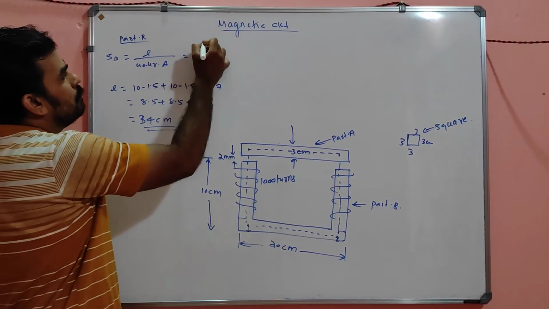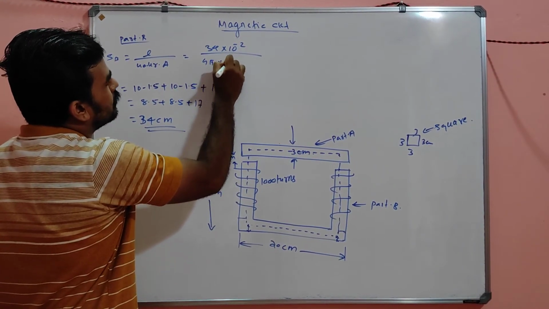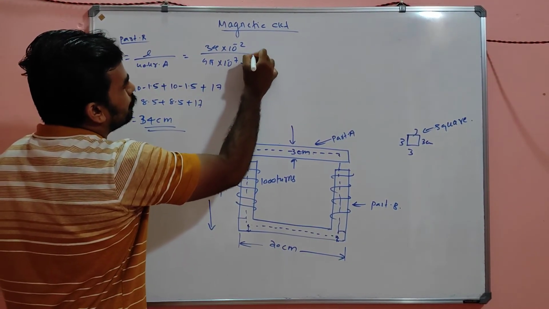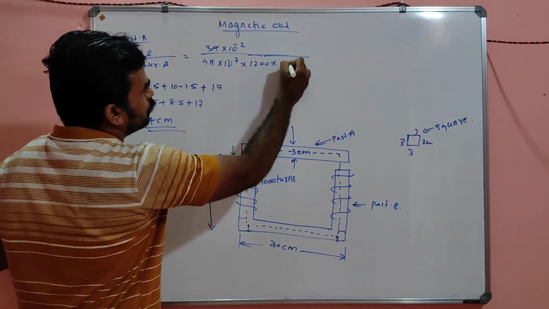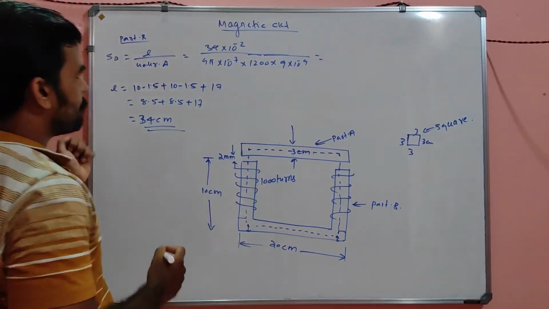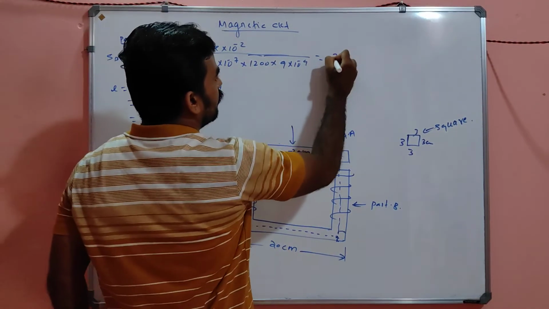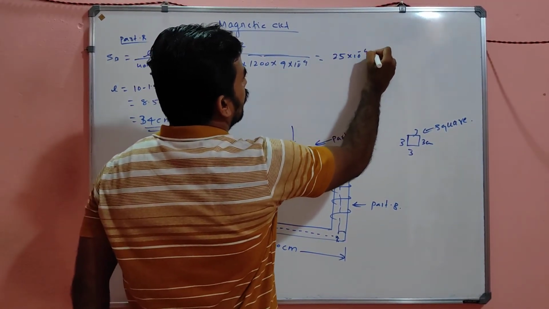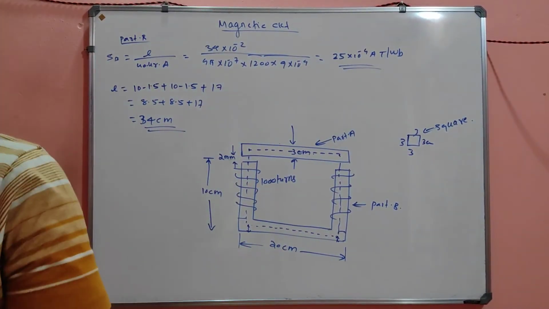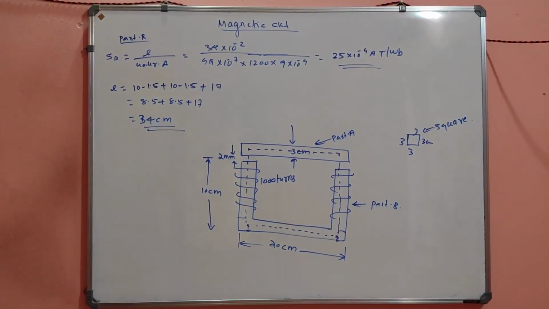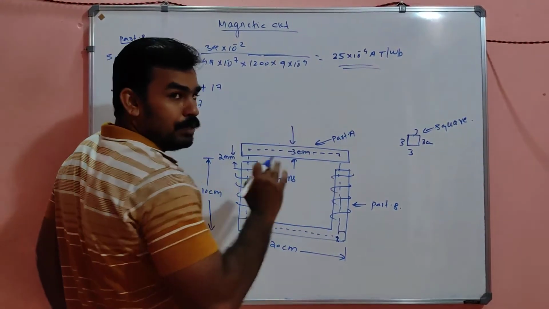So it will be 34 into 10 raised to minus 2, all divided by 4 pi into 10 raised to minus 7 into mu r, which for part B is 1200 I think. Area is 9 into 10 raised to minus 4, no change in that. If you substitute, you will get 25 into 10 raised to 4 ampere turn per Weber. That's all about part B. So part A and part B are over.